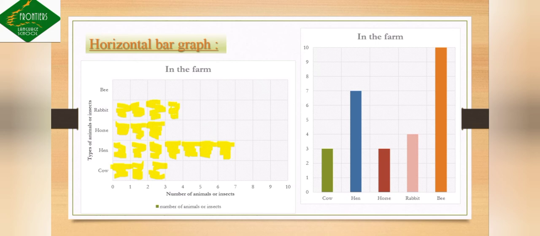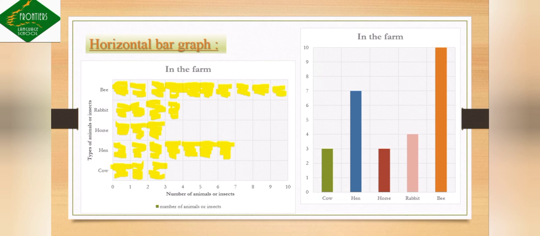Now the last one, it asked me about the bee. Look at the vertical bar graph. I have bee, it's 10. I color 10. 1, 2, 3, 4, 5, 6, 7, 8, 9, and 10.